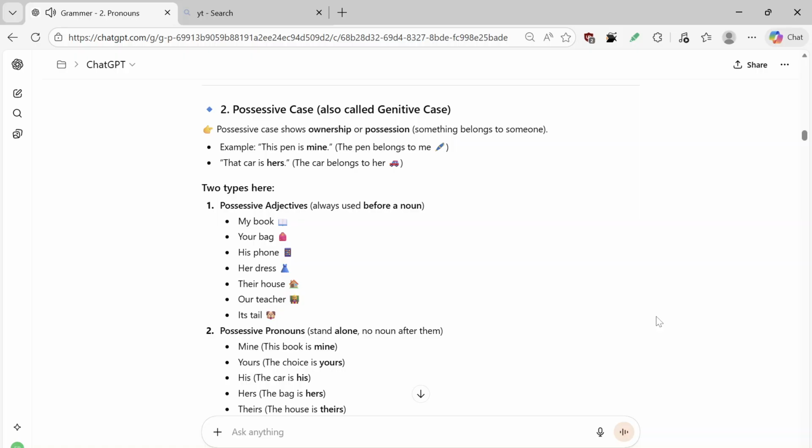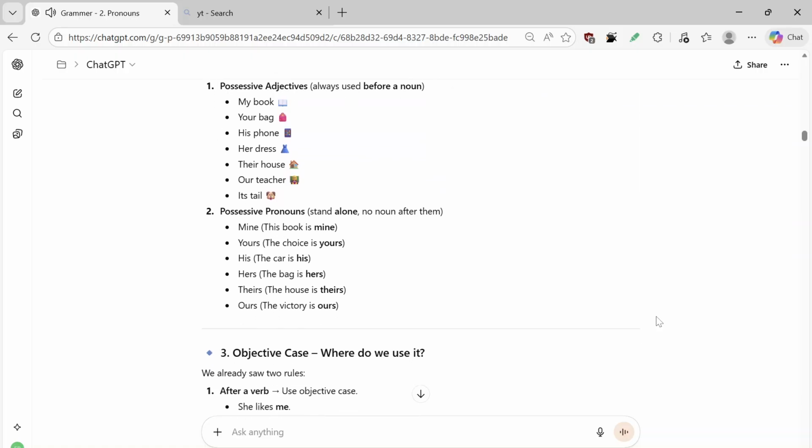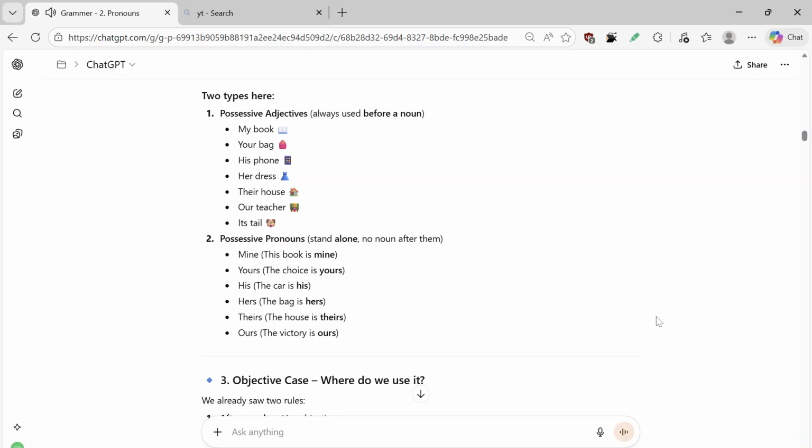Two types here. 1. Possessive adjectives, always used before a noun: my book, your bag, his phone, her dress, their house, our teacher, its tail. 2. Possessive pronouns, stand alone, no noun after them. Mine: this book is mine. Yours: the choice is yours. His: the car is his. Hers: the bag is hers. Theirs: the house is theirs. Ours: the victory is ours.